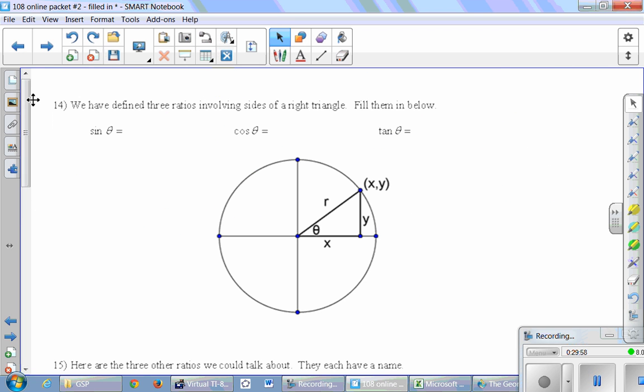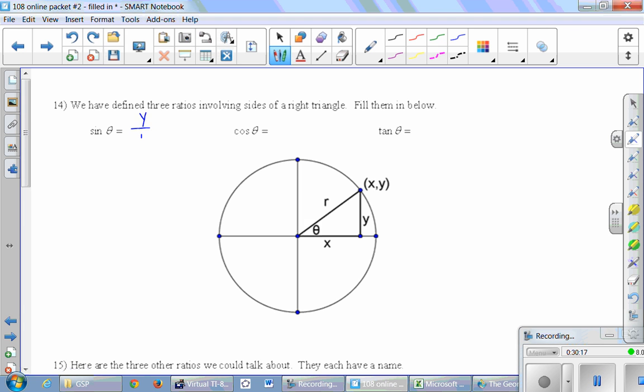Okay, next page, 14. We have defined 3 ratios involving sides of a right triangle. Fill them in below. Okay, so sine theta, we've already written. I think we wrote this today, did we? Maybe we didn't. X's, Y's, and R's. What is sine theta defined to be? It is y divided by r. Cosine theta is x divided by r. And tangent theta, that's our new one for today, is y over x.